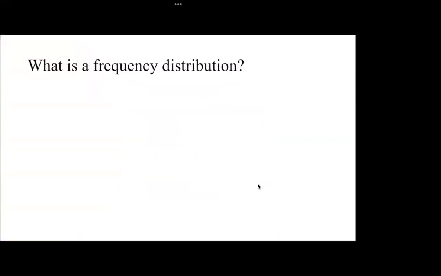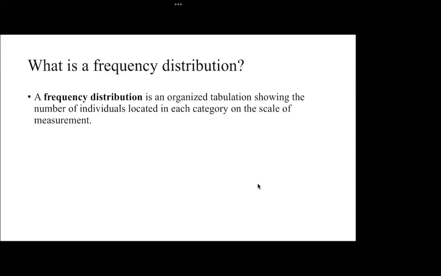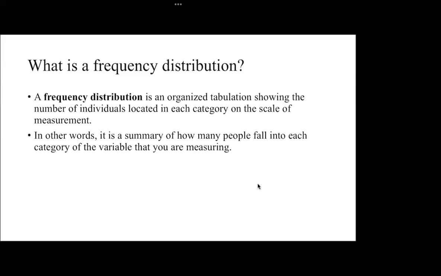So a frequency distribution is usually one of the first steps in the exploration of data. You typically want to create one for every variable in your data set just to see what's inside each variable. So what is it? It's an organized tabulation showing the number of individuals or objects located in each category on the scale of measurement. In very simplified terms, it is just a summary of how many people or objects fall into each category of the variable that you are measuring.